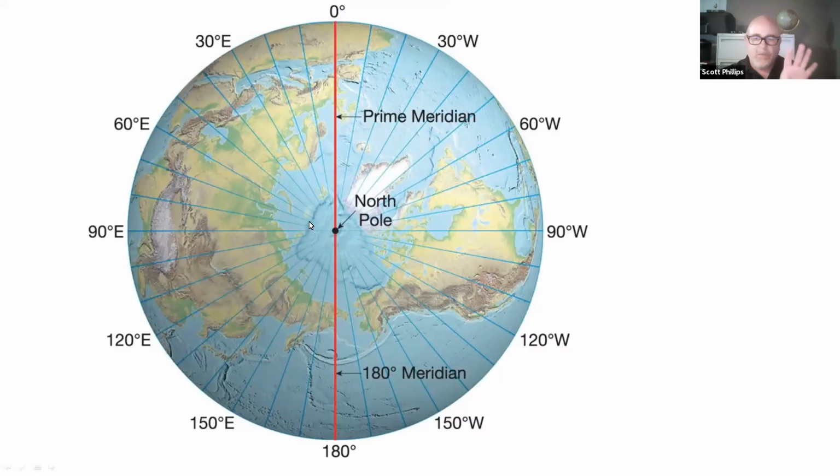If we look at the Earth from the top, this may be a better way to visualize it. You have the prime meridian here, and then it goes all the way to 180 degrees west and 180 degrees east. So they both meet here on the other side of the Earth.